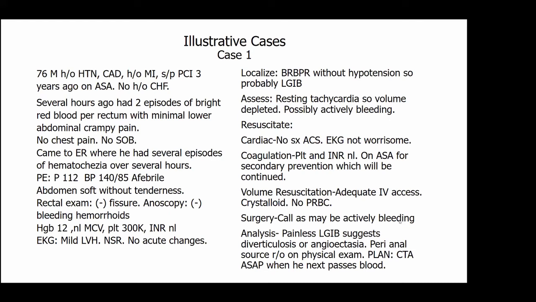So, what do we do? Well, first of all, let's figure out the localization of the lesion. He has bright red blood per rectum without hypotension, so this is probably a lower GI bleed. So we assess him. He has resting tachycardia, so he is volume depleted. As far as ongoing bleeding, well, he may be having an ongoing bleed because he continues to pass blood in the emergency room. As far as resuscitation goes, he has nothing suggestive of an ACS.